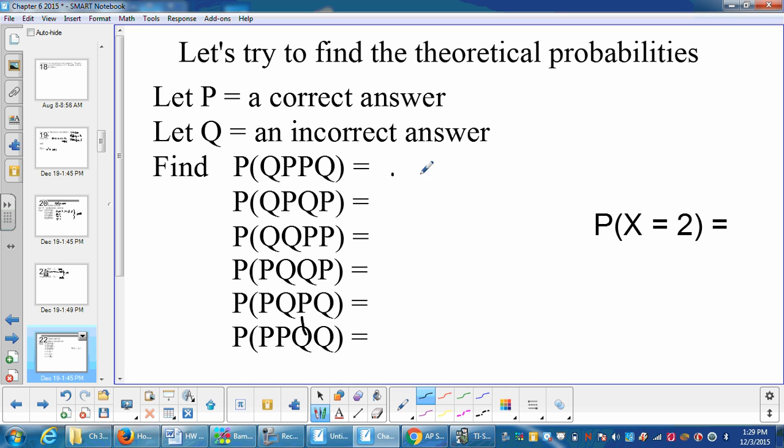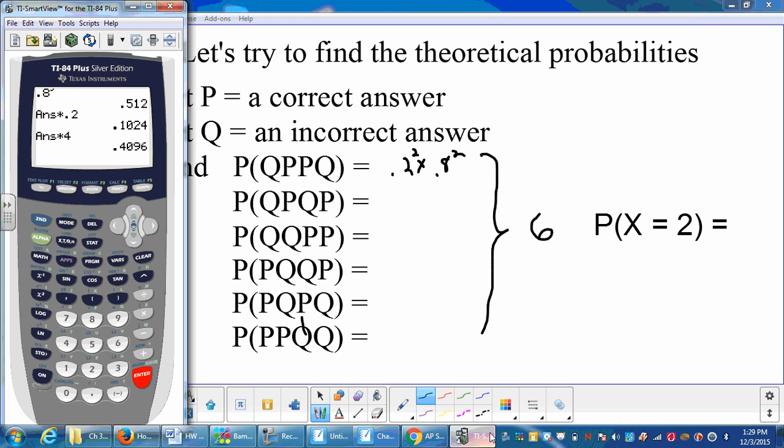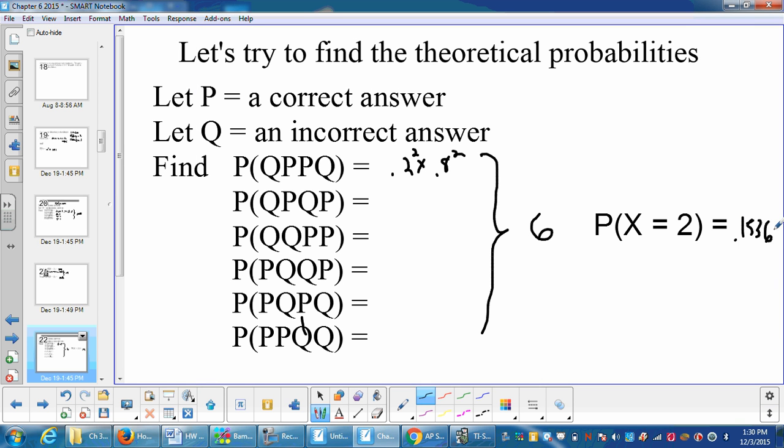It's going to be 0.2, and there's going to be 2 of those, times 0.8 to the second. And then once we have that, we're just going to multiply it by 6. So we type in 0.2 squared times 0.8 squared, and we get an answer of 0.0256. Now we have to multiply it by the 6 different ways we can rearrange those. So that's 0.1536 for my probability.